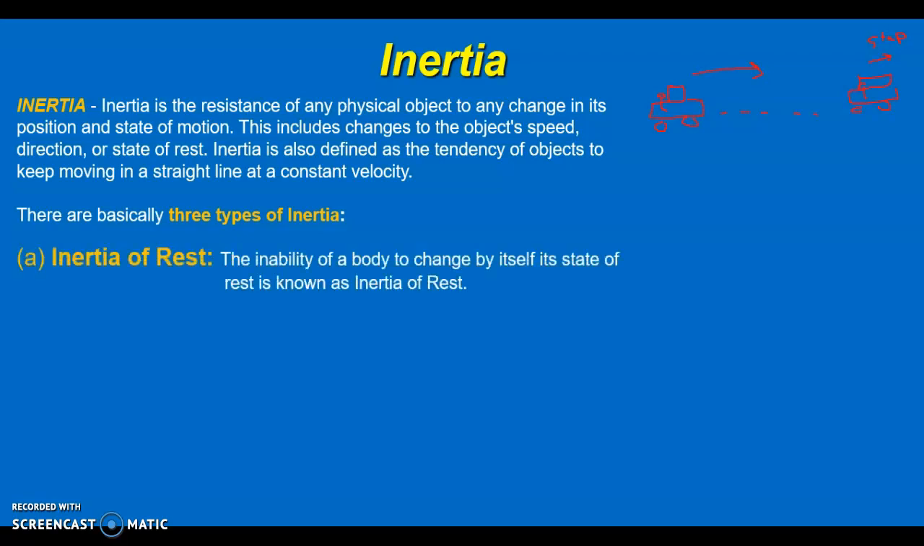So there are basically three types of inertia. Inertia of rest. The inertia of rest is considered when the object is initially at rest, and it's the inability of a body to change by itself its state of rest. If it was not subjected to any unbalanced external forces, it doesn't have the ability to change, so it keeps itself at rest.